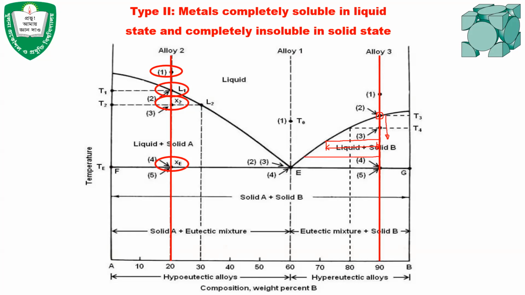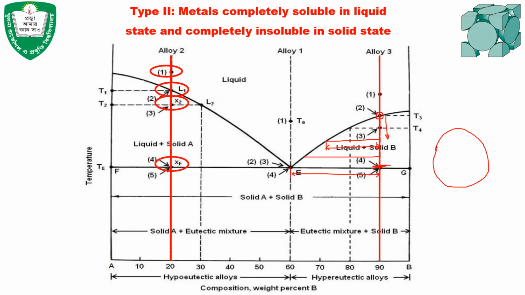When the temperature reaches this point, the eutectic temperature, the percentage of solid B can be found from this length, and the liquid that is remaining will have the eutectic composition, and the temperature is also at the eutectic temperature. So the eutectic reaction will take place, and the solidification will occur simultaneously. That means solid A and solid B will solidify simultaneously.